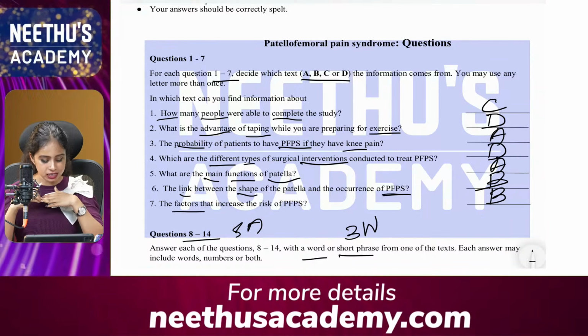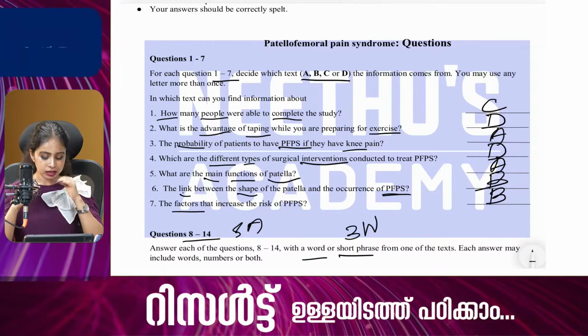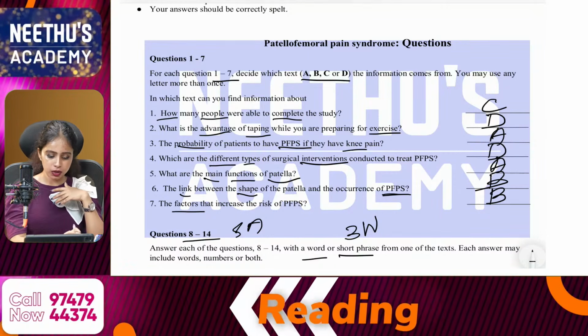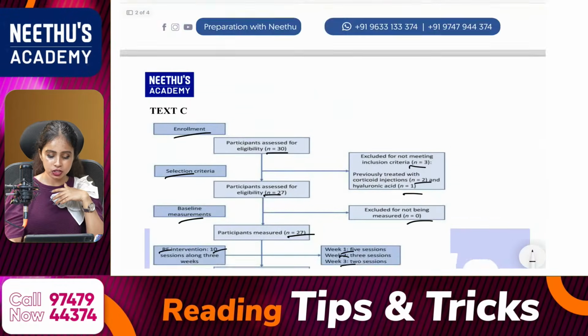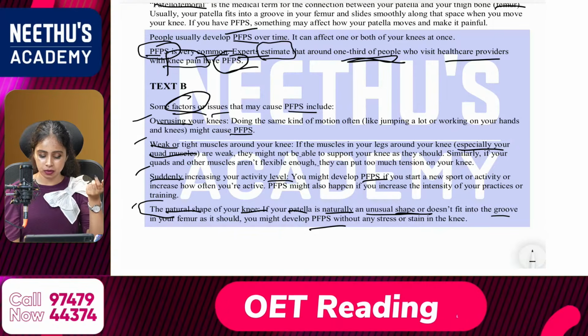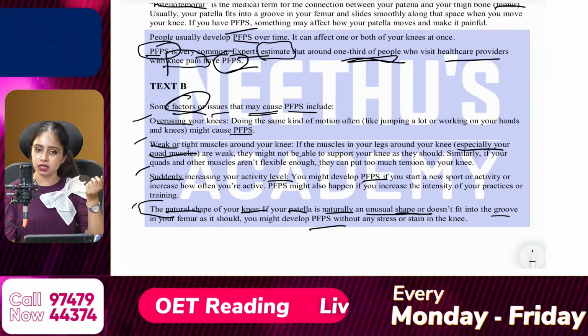So where did you get that text A from? Sushma, Binsi, Merin? The last question, the factors that increase the risk of PFPS. It's not from text A, actually it is from text B. See, it is clearly mentioned: the factors that can lead to, which means that can cause PFPS include.